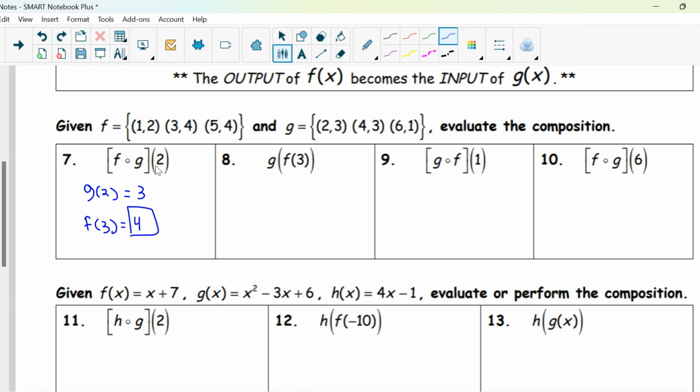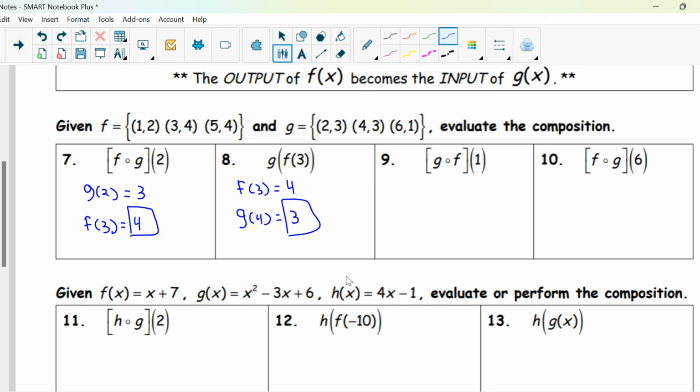So this is one way to write it. The other way is like this one in number 8, where we have g of f of 3. Start in your very inside parentheses. First of all, let's find what f of 3 equals. When I input 3 into f, I get 4 as an output. That output is going to become my input. So now I have g of 4, which is going to give me 3. Hopefully you guys are able to see what I mean by that process. Please try the other two on your own.